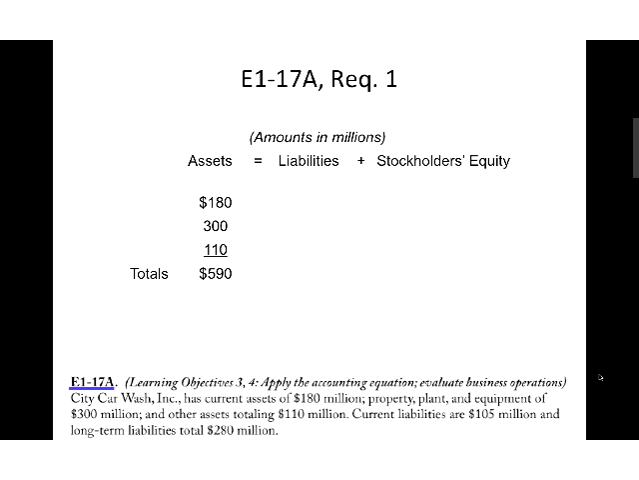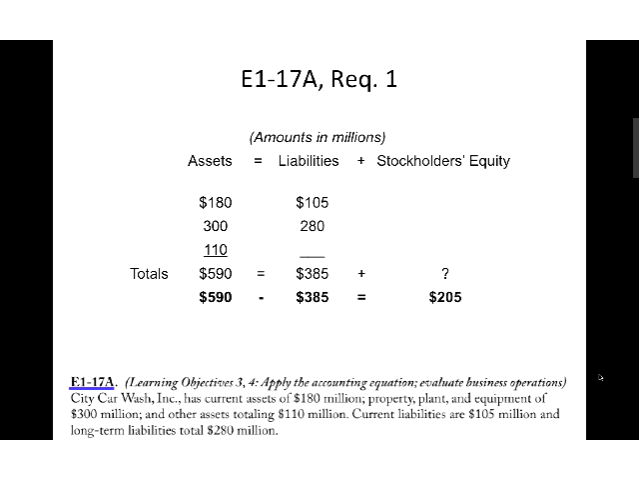Next up, liabilities are $105 and long-term liabilities are $280. So my total liabilities are $385. Okay, so then my total stockholders' equity, I'm going to take the assets minus the liabilities. So my 590 minus my 385 gives me 205.